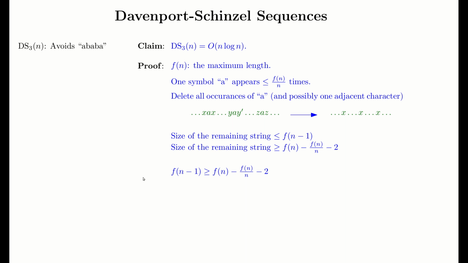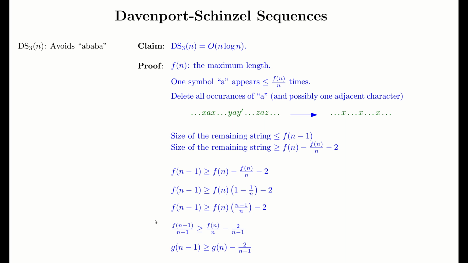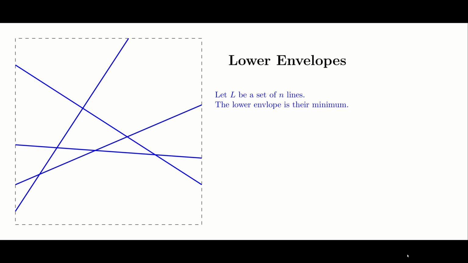And now we need to solve this recursion. By some simple manipulation, we get to this recursion, which we know how to solve because we can just relabel this function as a g function, which gets us to this. And thus g of n is less than or equal to g of n minus 1 plus 2 over n, and thus g of n is bounded by the harmonic series. So g of n is at most log n. And since g of n is f of n over n, it follows that f of n is at most n log n.